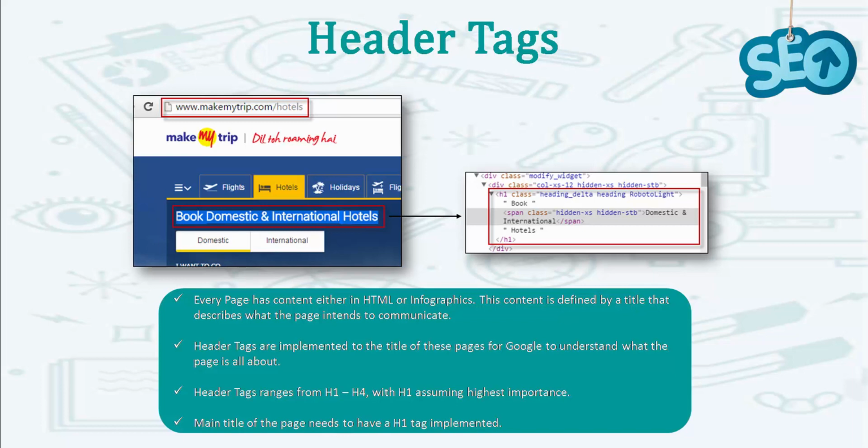Header tags range from H1 to H4, with H1 assuming highest importance. So if in a page you have one main title, say book domestic and international hotels, as for this page called hotels, you will have other subtitles like Bangalore hotels or hotels by cities or international hotels. Those titles, subtitles will have an H2 tag implemented because they are secondary. The main page title here is book domestic and international hotels. Hence an H1 tag will go into this.